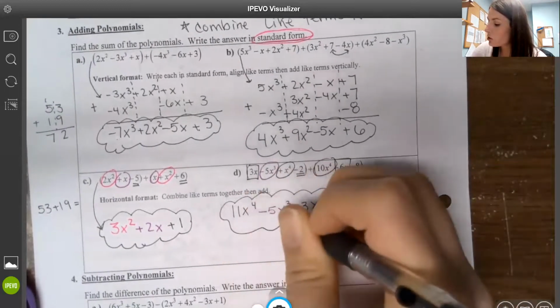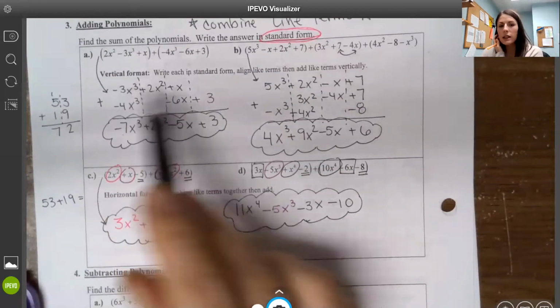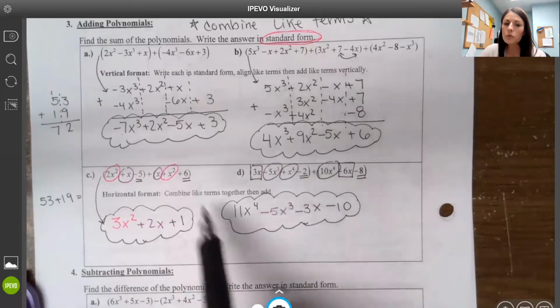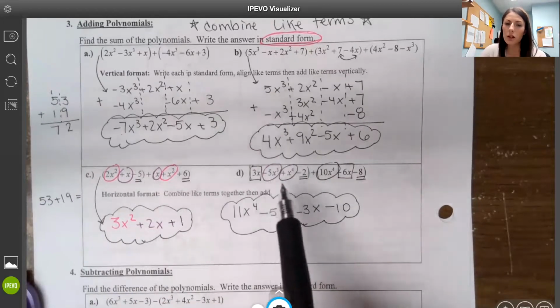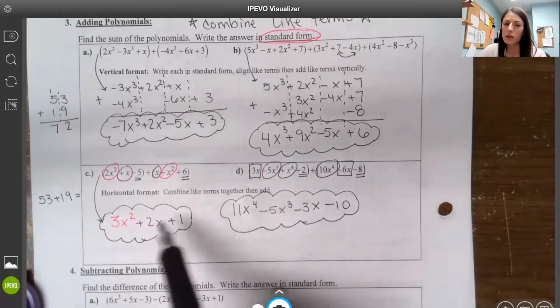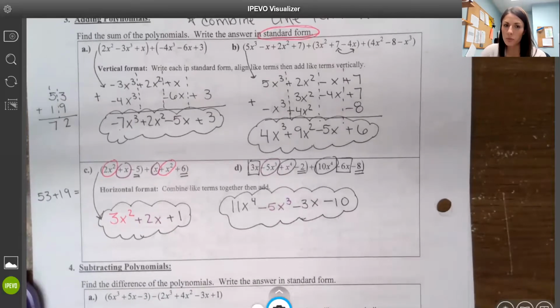And so you can really choose what method works best for you. As somebody who likes to organize, I like this top method because it's a little bit more organized. And you could easily miss something here. But whatever way you prefer to add the polynomials is fine, as long as you're collecting things correctly and that you're writing your answer in standard form.